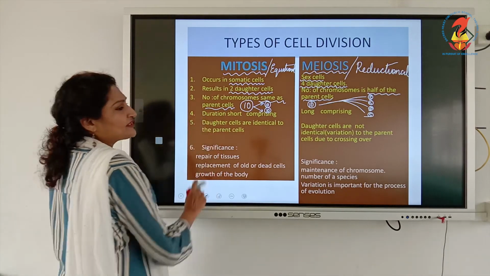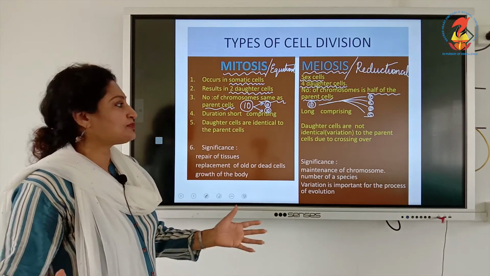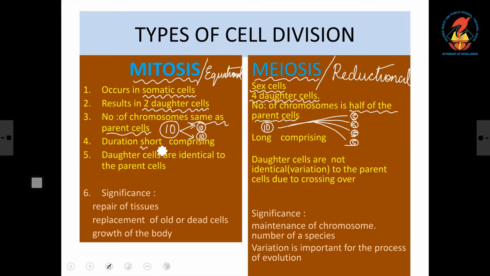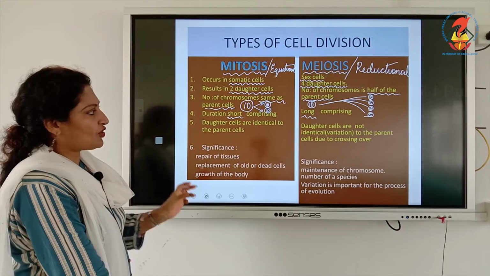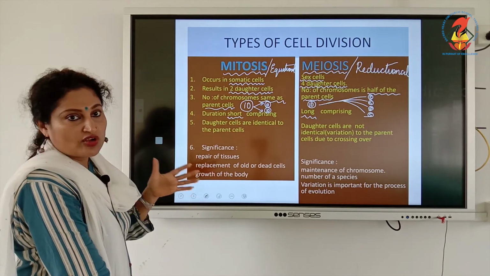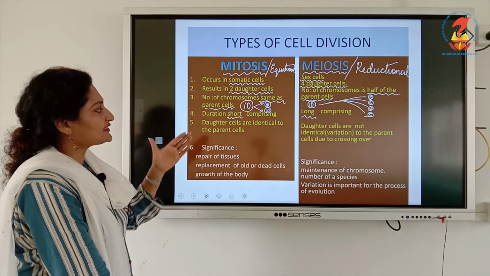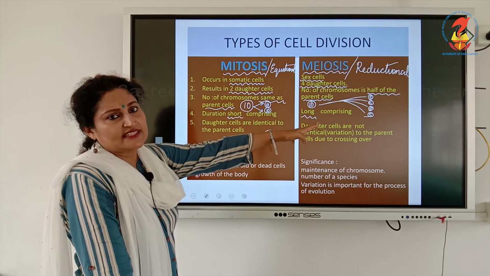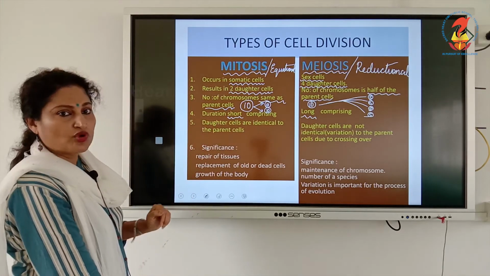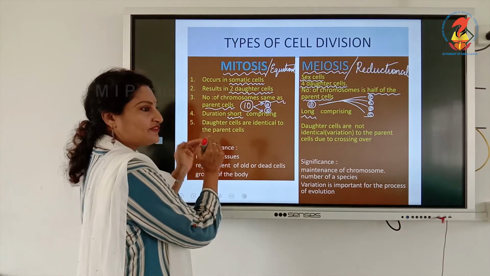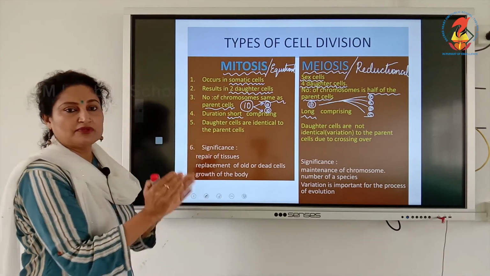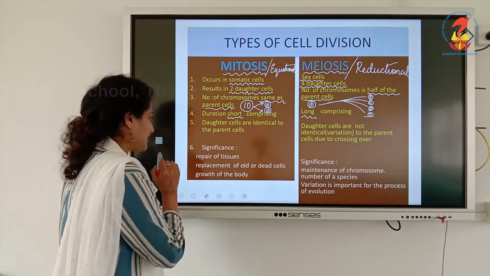Next, the fourth point deals with the duration, the time span of mitosis. It is short compared to meiosis. So in mitosis, the duration of the cell division is short, whereas meiosis is lengthy or very long. The reason is that it comprises a number of stages and substages. So let's analyze the fourth point in the next slide. We are analyzing the different stages of mitosis and meiosis in the following slide.